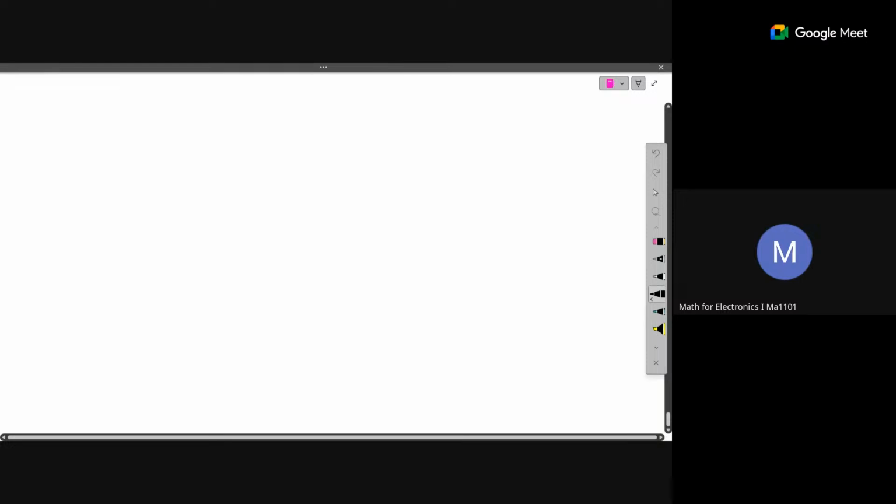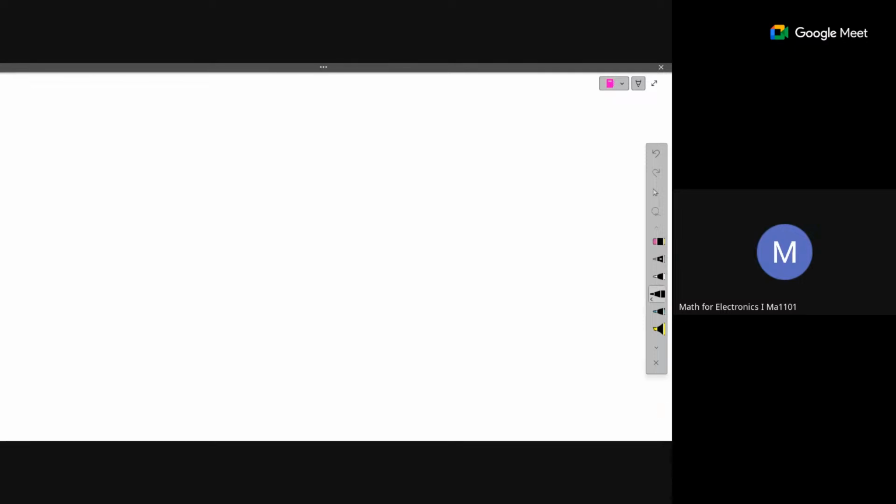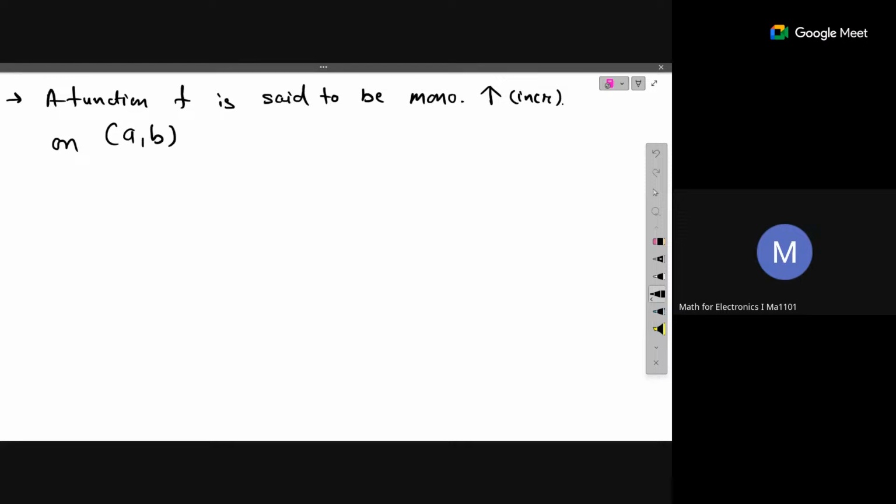So what is a monotonic function? A monotonic function means either an increasing or a decreasing function. So let's first state what we mean by monotonic functions. A function f is said to be monotonically increasing over a certain interval, increasing on an open interval (a, b).